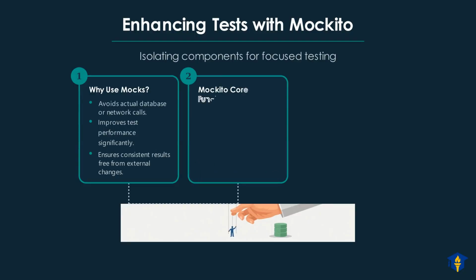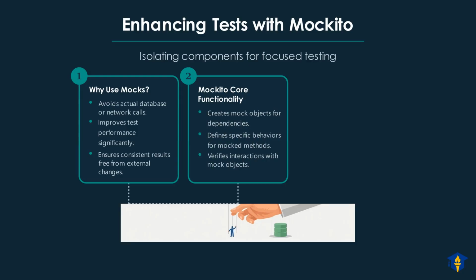Now, let us examine the core functionality that Mockito provides for our testing needs. Mockito excels at creating mock objects for any dependencies your class might have. It allows you to define specific behaviors for these mock methods, simulating various scenarios. Finally, Mockito enables you to verify interactions with your mock objects, ensuring methods were called as expected.